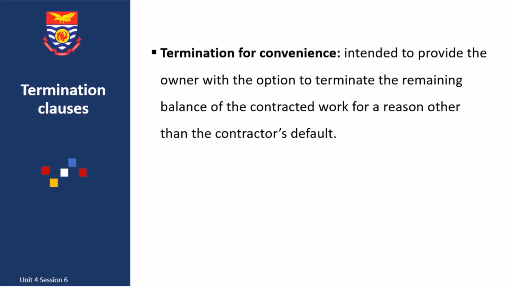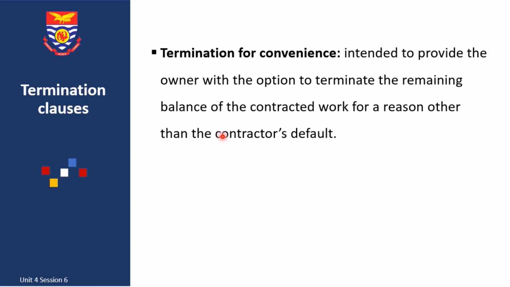So termination clauses may be embedded into a contract for several reasons. One of them may be for termination for convenience, which is intended to provide the owner with the option to terminate the remaining balance of the contracted work for a reason other than the contractor's default. So an example is where the owner of the contract cannot obtain additional financing to complete the work. They can decide to terminate the contract or to terminate the balance of the work for convenience, as long as the termination clause is included in the contract.